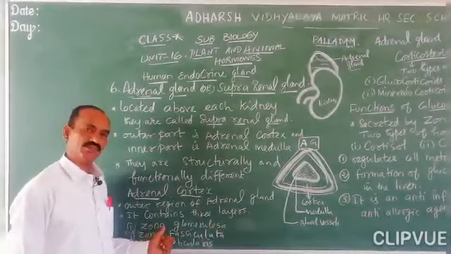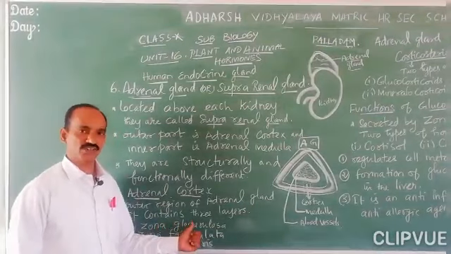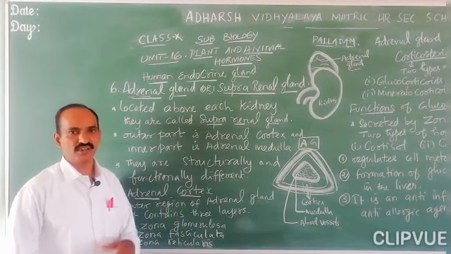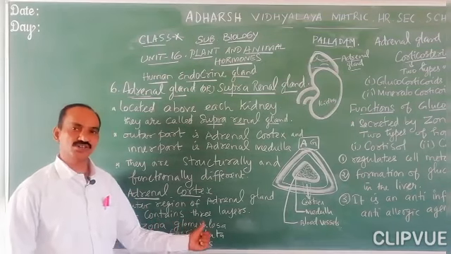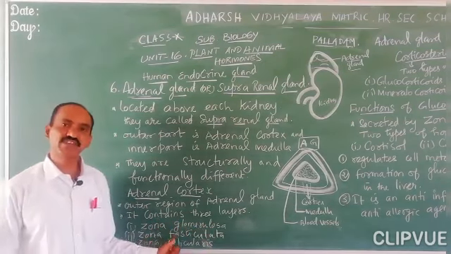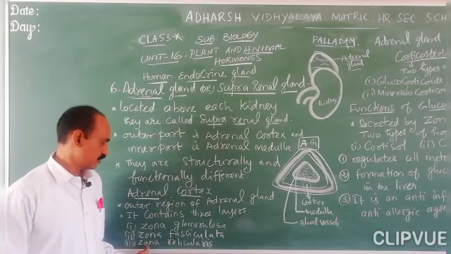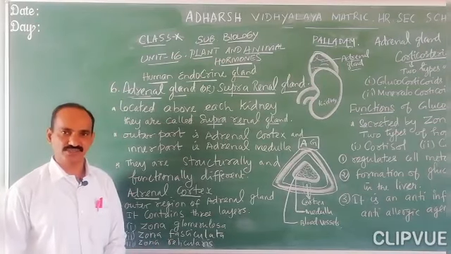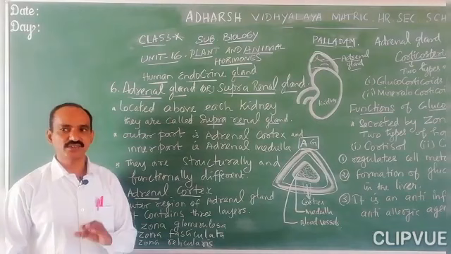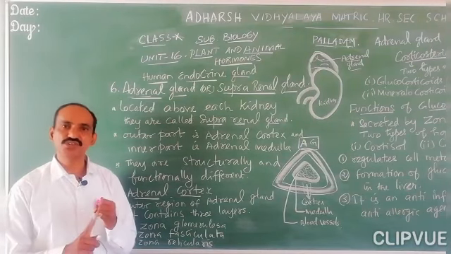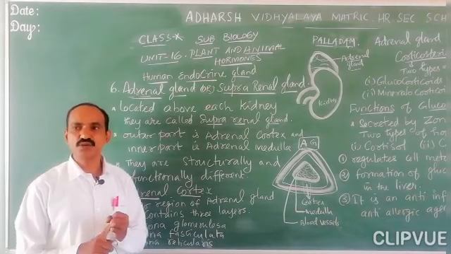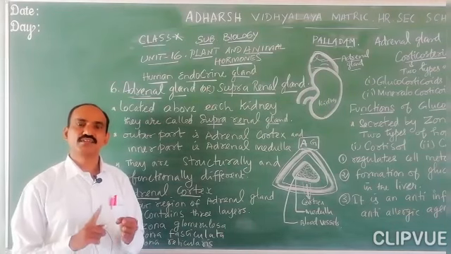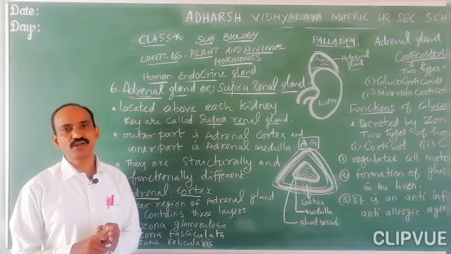Adrenal cortex contains 3 layers. One is zona glomerulosa, zona means a region. Then zona fasciculata. Third one is zona reticularis. So adrenal cortex contains 3 layers: zona glomerulosa, zona fasciculata, then zona reticularis.